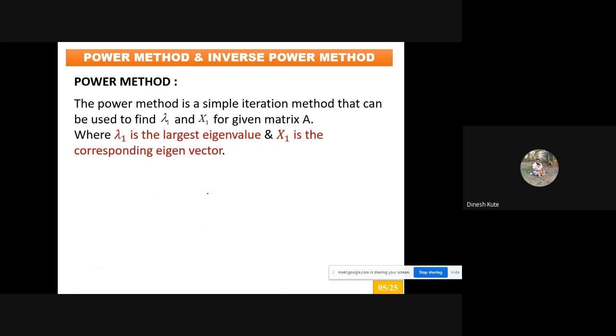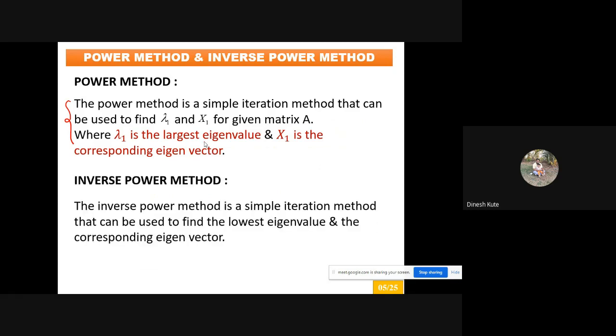So what we learn in the power method is that we have to find the largest eigenvalue and the corresponding eigenvector, and the inverse power method is the converse of this. In the inverse power method, we have to find the lowest eigenvalue and its corresponding eigenvector. This second method is totally dependent on the power method itself, so in the inverse power method also, we have to follow the same steps of the power method. I will explain that in detail.